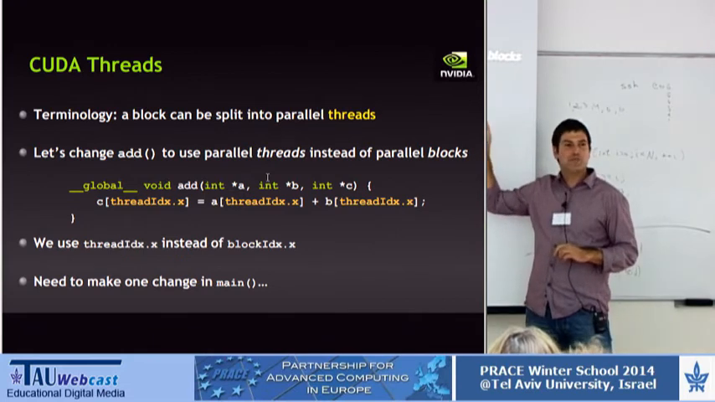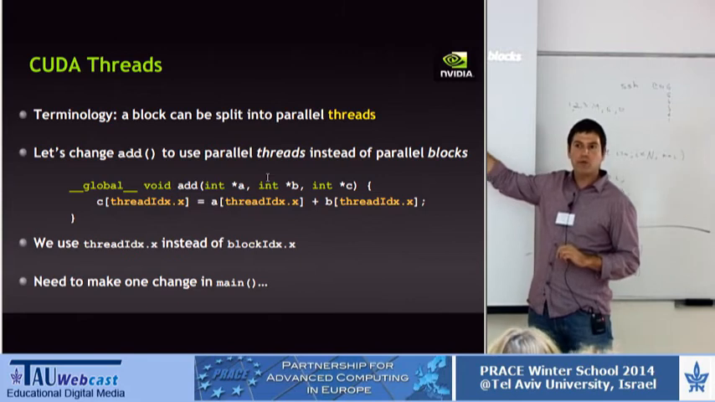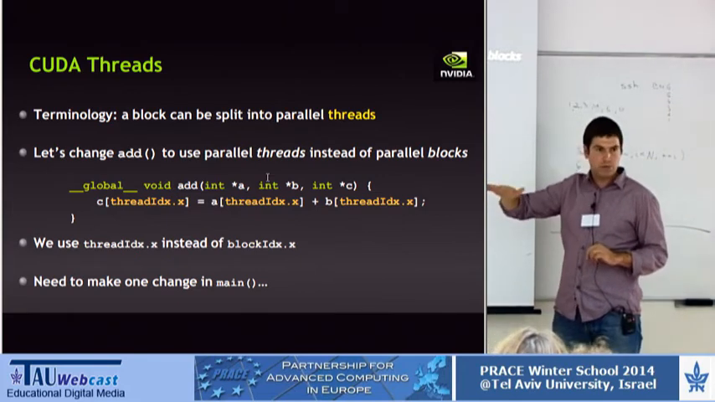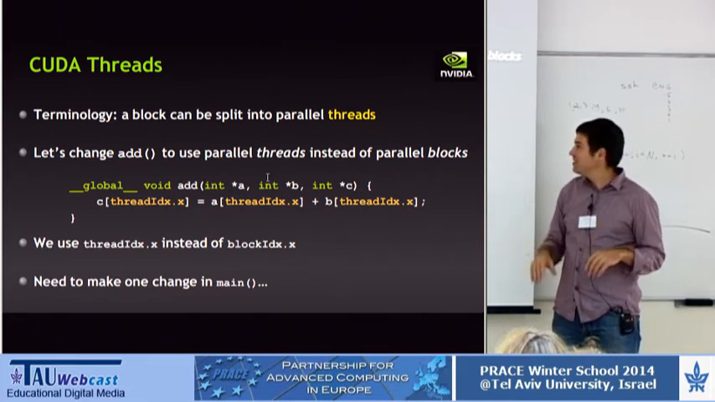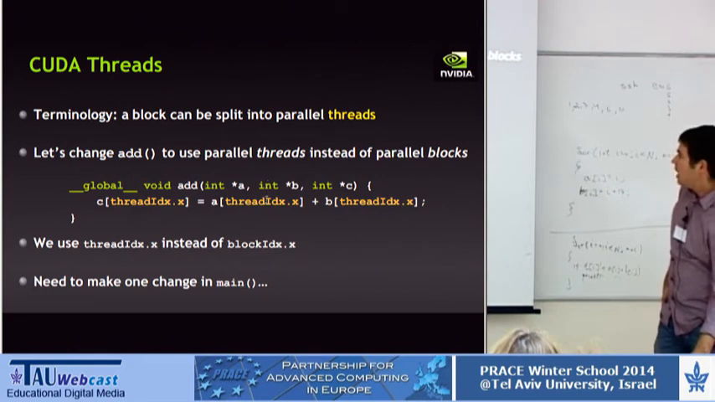Grid is the collection of blocks. I'm going to go through it, and then when we have both blocks and threads, I'm going to make some order. So contain your confusion for now. This is the thread ID, the magic variable thread ID.